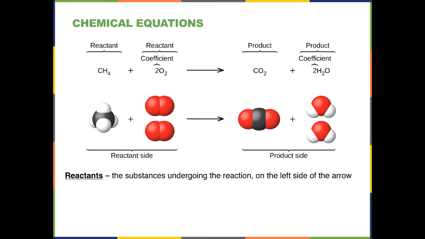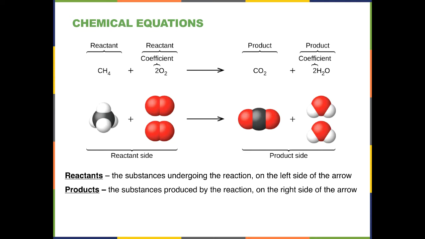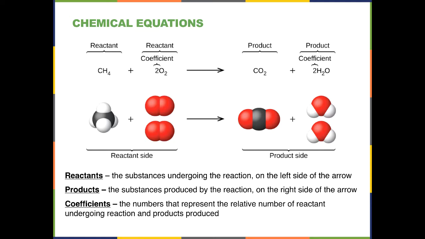So the reactants are the substances that undergo the reaction. They're the left side of the arrow. The products are the substances on the right side of the equation, produced by the reaction, and they're on the right side of the arrow. And the coefficients are the numbers that represent the relative number of reactant molecules and product molecules.